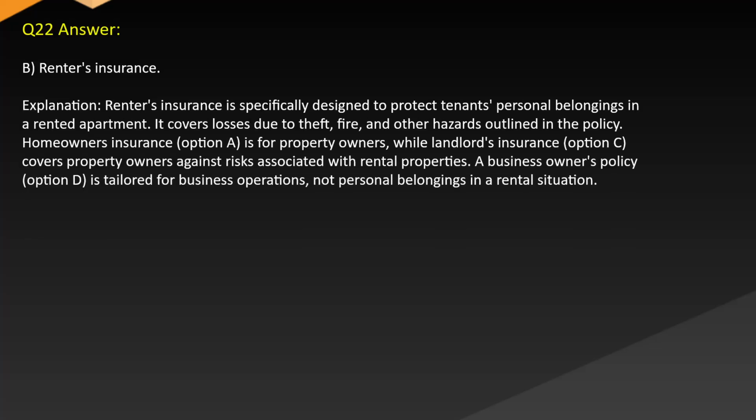Answer. B. Renter's insurance. Explanation. Renter's insurance is specifically designed to protect tenants' personal belongings in a rented apartment. It covers losses due to theft, fire, and other hazards outlined in the policy. Homeowner's insurance, option A, is for property owners, while landlord's insurance, option C, covers property owners against risks associated with rental properties. A business owner's policy, option D, is tailored for business operations, not personal belongings in a rental situation.